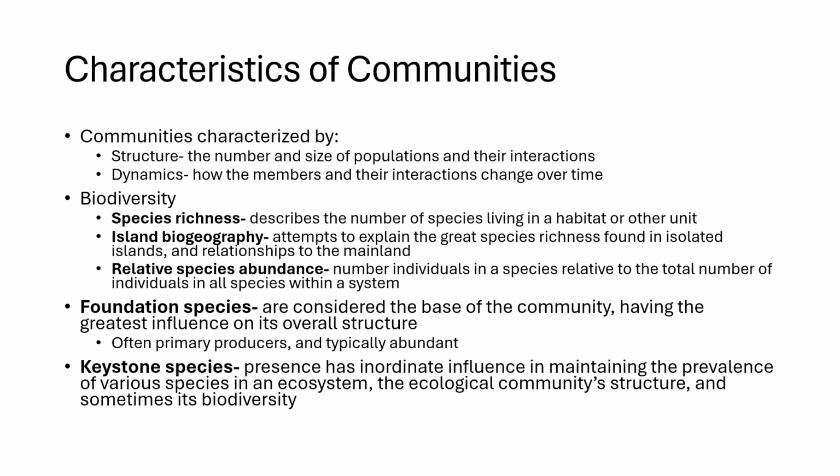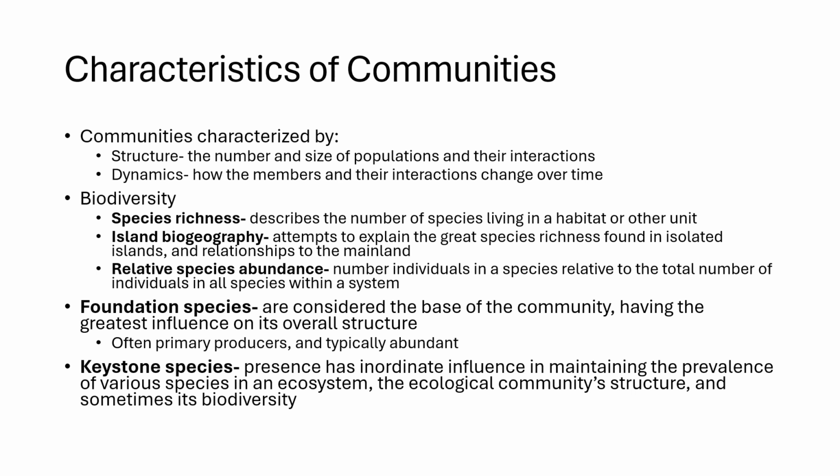We can use this to study island biogeography, for instance, trying to explain the high species richness found on isolated islands, but also how that relates to their mainland cousins. And then relative species abundance, so the number of individuals in a species relative to the total number of individuals in all species within a system. So is one species kind of dominating with a high population size, and why would that be? All that factors into biodiversity.